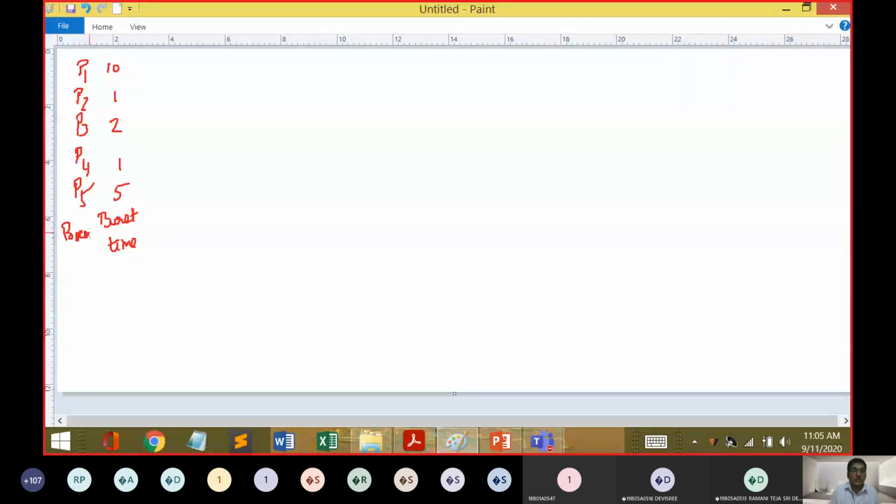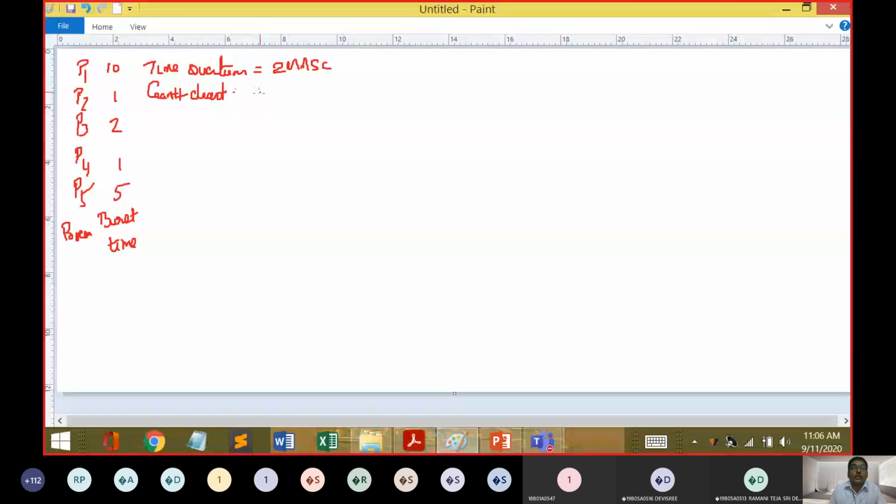Now let us assume the time quantum is 2 milliseconds instead of 1. So first we have to emphasize our task on the Gantt chart.